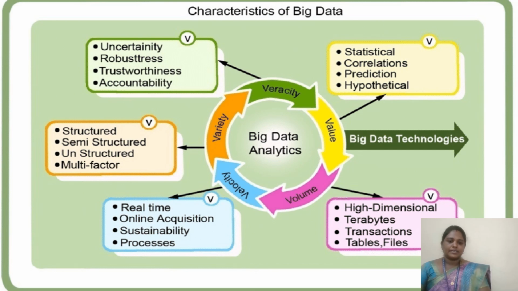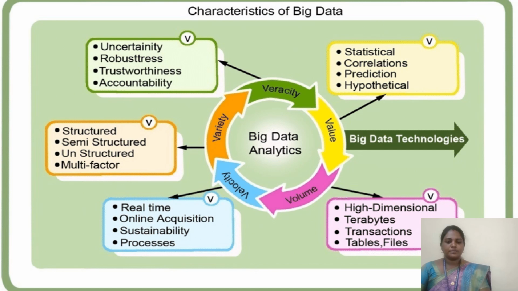First is the big data analytics process: variety of data, veracity of data, and value, which will be represented in the diagrams. We will discuss variety, veracity and value one by one. The first one is variety, which means whether the data is in structured, semi-structured, unstructured or multi-factor format. Then veracity, which means uncertainty: robustness, truthfulness and accountability. After that, value, whether the data is statistical, hypothetical, correlations or predictions.